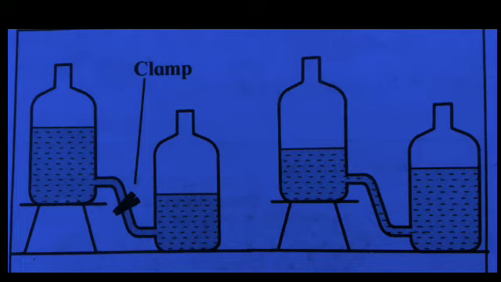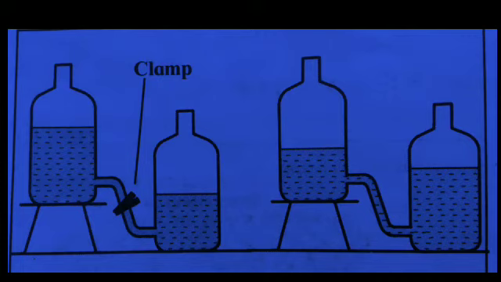Now see, another example is given in your textbook. That is the level of water and direction of flow of water. The equipment given is 2 plastic bottles, rubber tube, clamp and water, and the procedure is given. Set up the experiment as shown in the figure. Then remove the clamp from the rubber tube. Note your observations and answer the following questions.